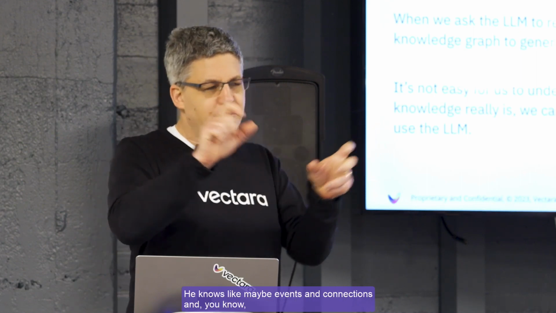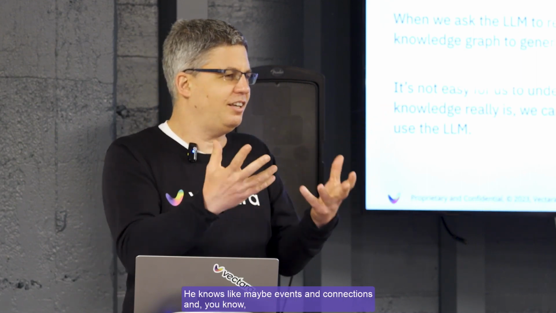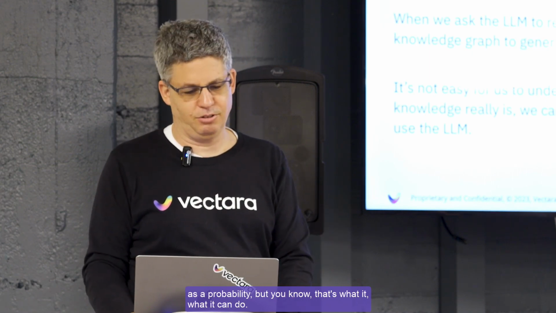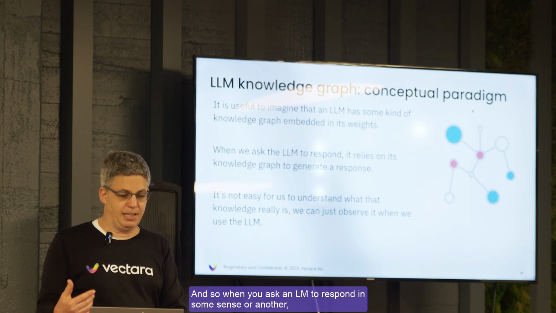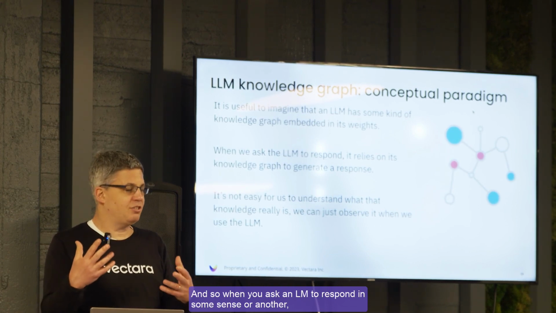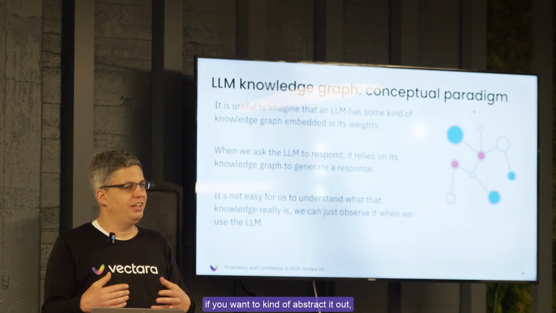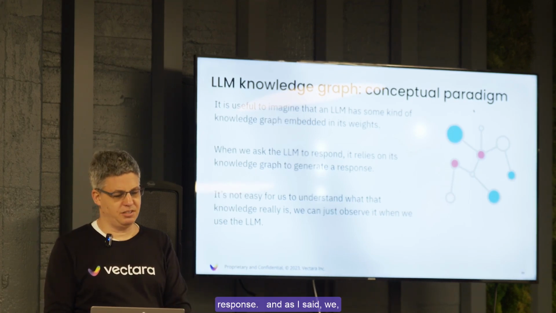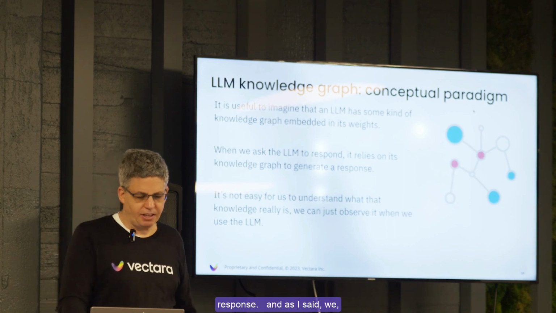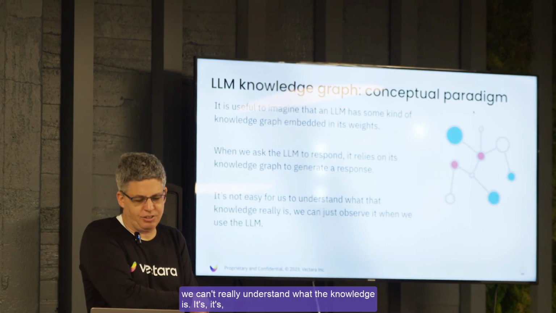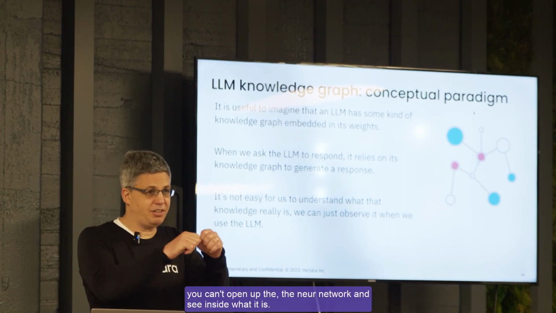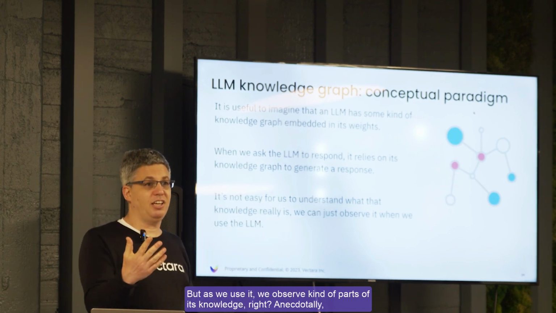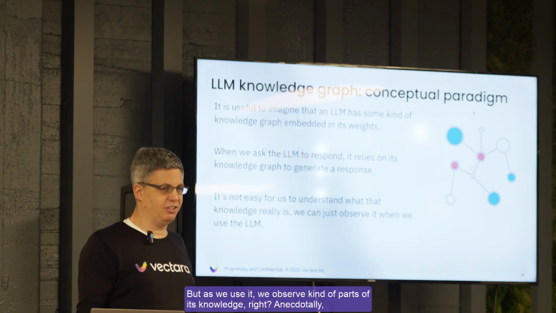It knows maybe events and connections, and as a probability, but that's what it can do. So when you ask an LLM to respond, if you want to abstract it out, it relies on the knowledge of what it learned from the source data to create a response. And as I said, we can't really understand what the knowledge is. You can't open up the neural network and see inside what it is. But as we use it, we observe parts of its knowledge, anecdotally.